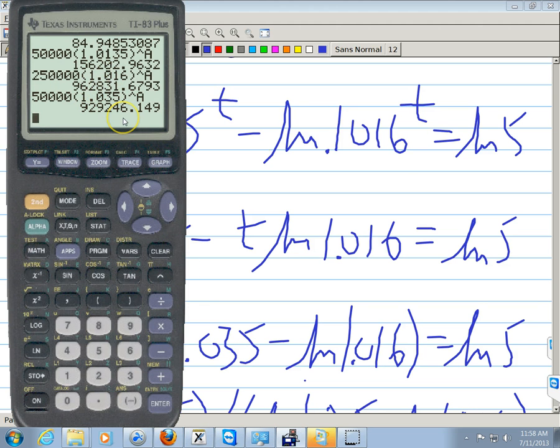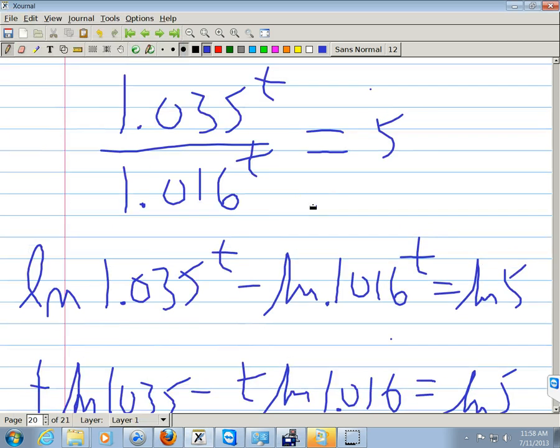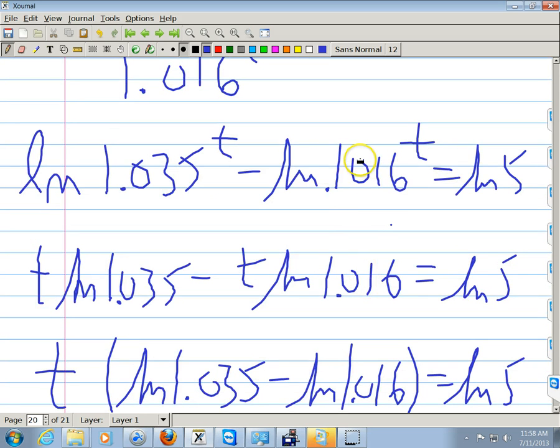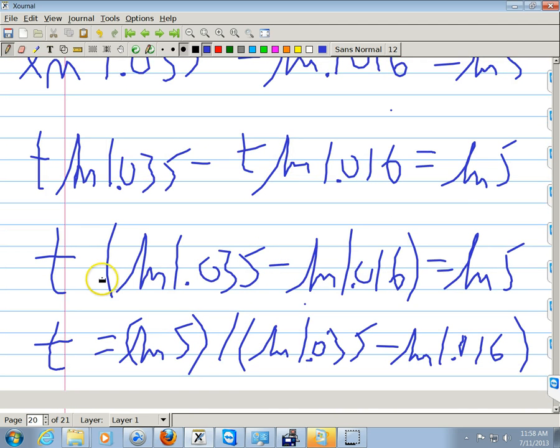That's odd. This is strange. Wait, I did something weird. What did I do? I did the log of both sides, so it's the log of the top minus the log of the bottom, right? Then, power rule, the t goes in front. Then your favorite F word, take out the t.